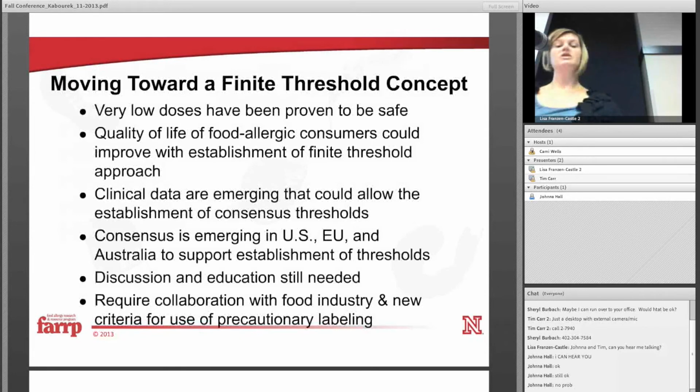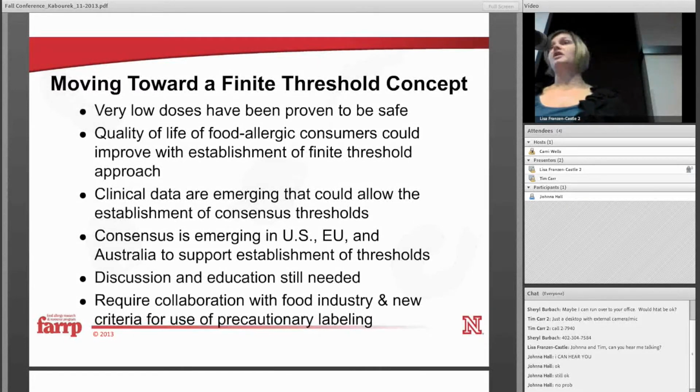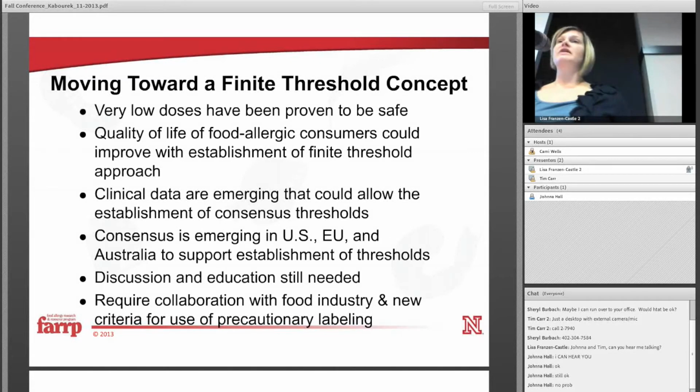So for our thresholds, we know we have to be very careful, and we are walking a very delicate line trying to get food allergic consumers on board when they have been told to completely avoid their allergen. In Europe, they're doing thresholds. A lot of Europeans with a food allergy know what their threshold is. The U.S. has been pretty hesitant to even go there, so we're kind of working with that.